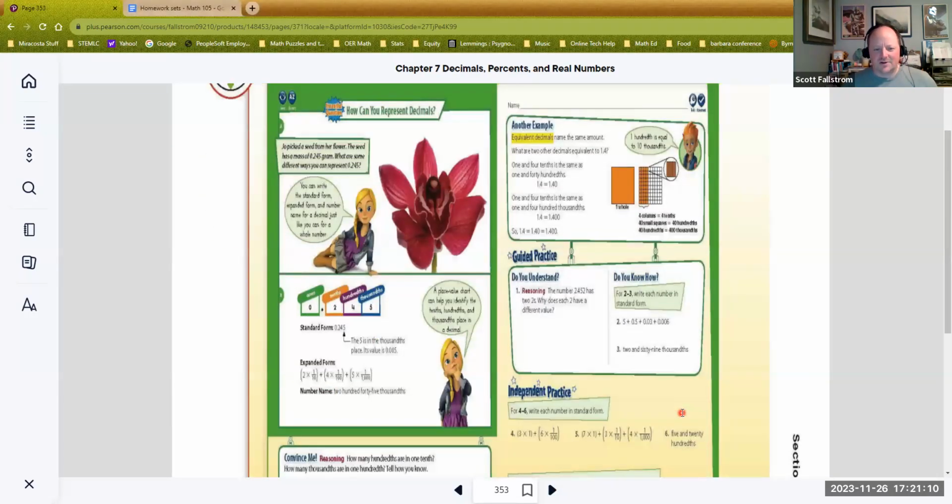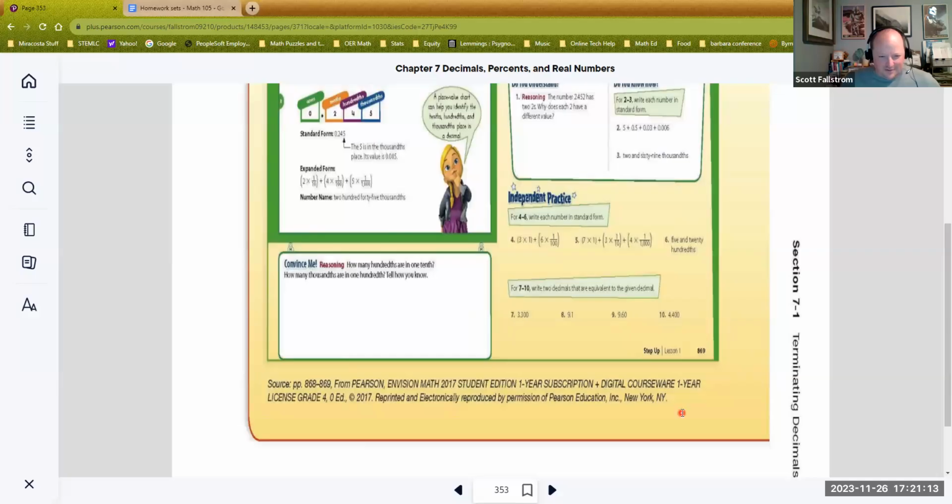Okay, school book page. This one looks a little bit blurry for me. Hopefully your scan turned out a little bit better than that. But writing decimals that are equivalent to the given decimal.